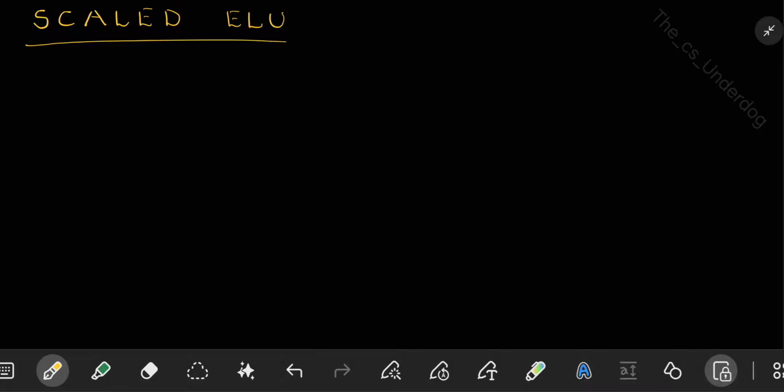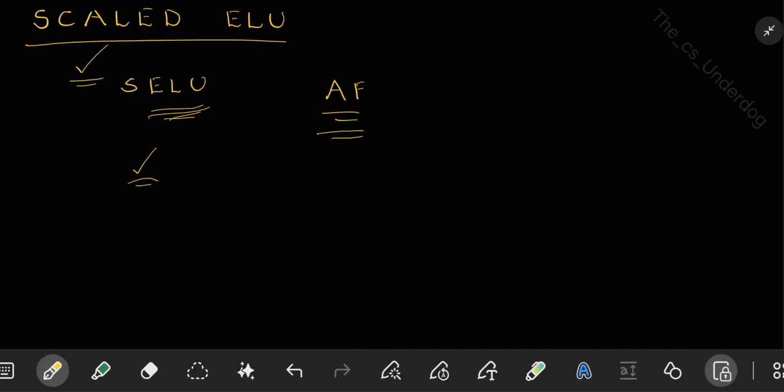Scaled ELU. In the last lecture, we learned about ELU, or exponential linear unit, which is an activation function used in neural networks. Over the last few lectures, we learned about a lot of activation functions. Here, we are specifically going to look into scaled ELU, or SELU. As the name suggests, you would already know that it is a scaled version of exponential linear unit. But the point is, it is not just that it is scaled, it introduces a new property to ELU.